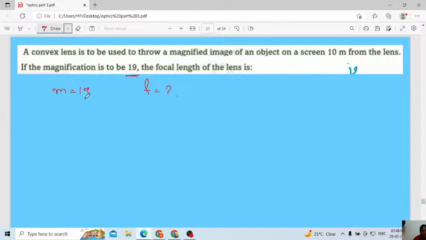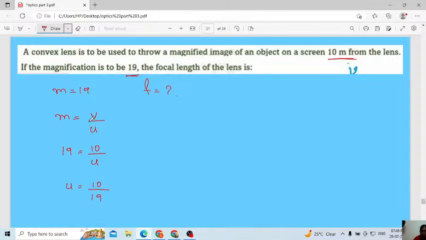M it will be 19. F you have to calculate. Then you know the formula. M is equal to V by U, 19. Then V, they are given magnified image of an object on a screen 10 meter. 10 meter divided by U. U it will be 10 divided by 19.